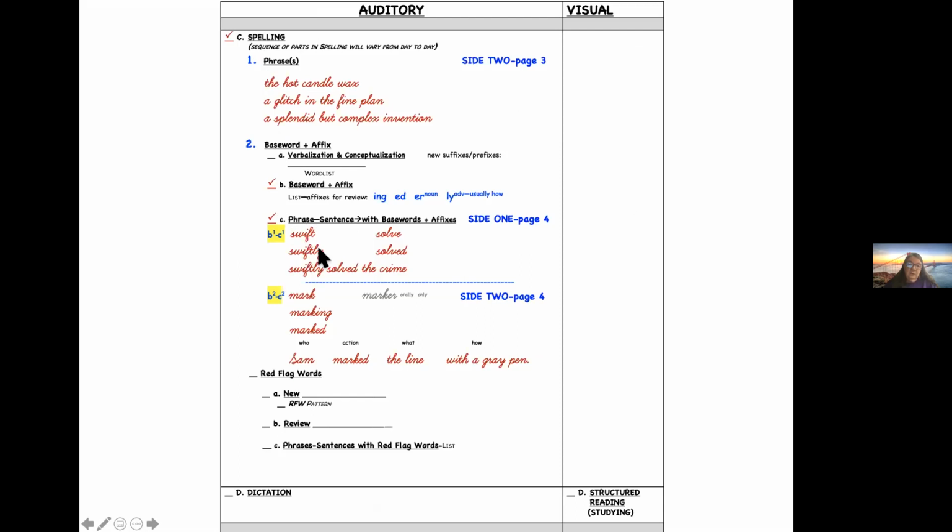And then if you want to change the word into a word that tells how, then what would the suffix be? ly, the suffix that usually makes a base word tell how. Swift, swiftly. And then I did it. I had the second one over here, and I would have the paper folded in half so they would be able to line it up. Solve. What's tricky about solve?